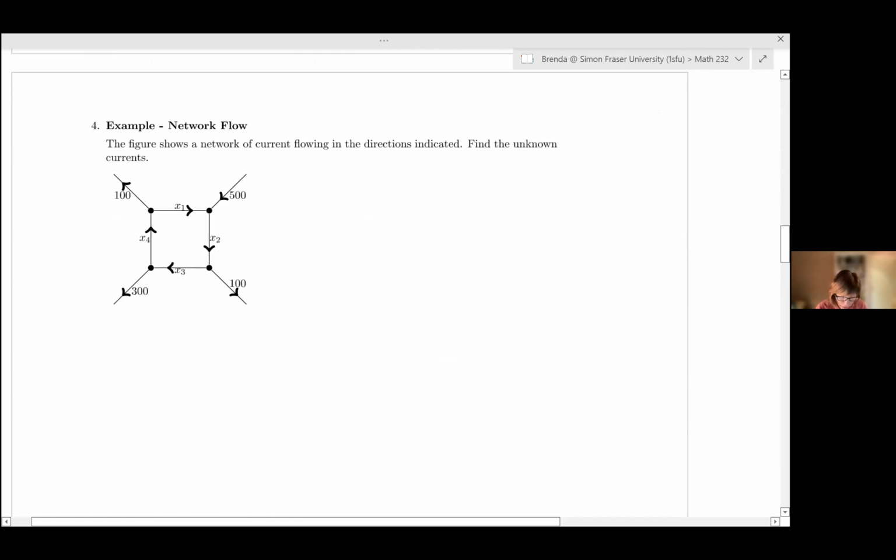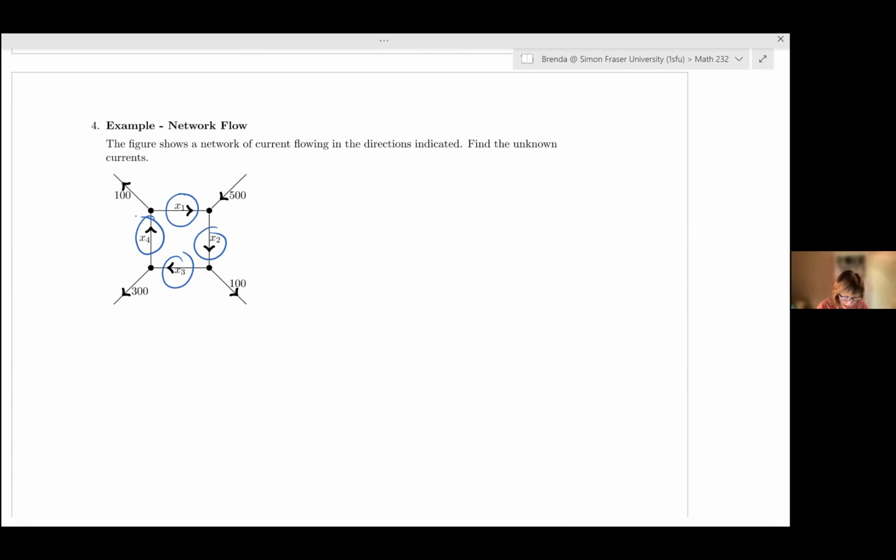Okay, so here we are in what's an actual problem. We're going to look at a network flow problem. This one is showing you current flowing in the directions indicated, and you want to find the unknown current. Of course, it doesn't have to be current. It could be water, it could be something else. So we have unknown flows. That's the first thing to notice. There they are there. Something is flowing through that branch right there, X1, etc.